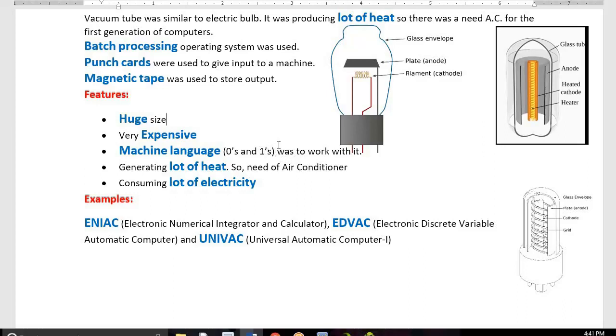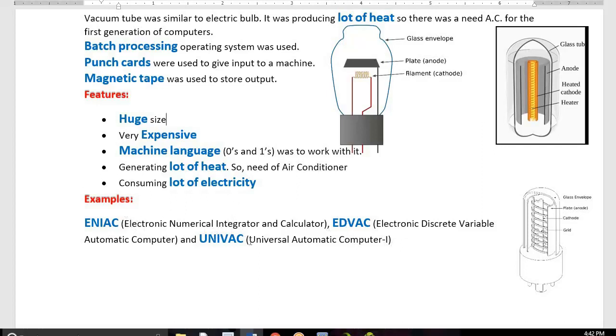Today we are giving the instructions in high level language. In C language we are writing the program today. It is very easy to write programs in C language. It was a very tedious job to write the program in machine level language. And the first generation of computers generated a lot of heat, so there was a need for air conditioning, and they consumed a lot of electricity. And there are three examples, even more are there.